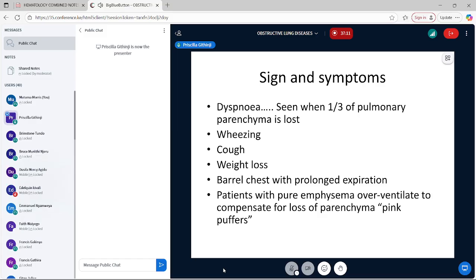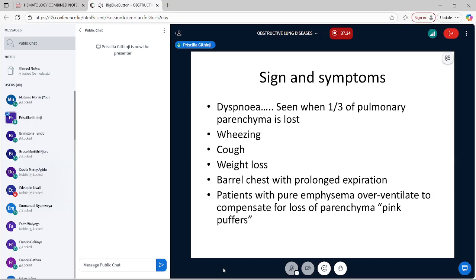Then also, when you're spending most of your time trying to breathe, feeding becomes compromised, and these patients have weight loss. Then they have what is called a barrel chest with prolonged expiration, because they're using more energy to be able to expel the carbon dioxide as opposed to a normal patient.